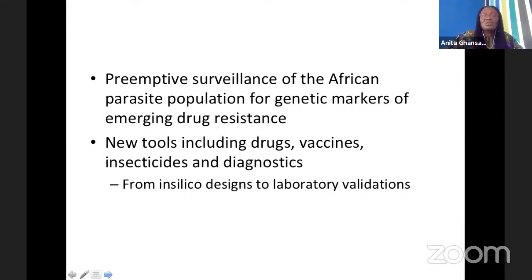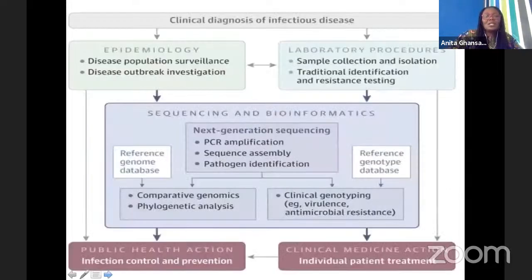And then we need new tools to develop drugs, vaccines, insecticides, and diagnostic tools. As I mentioned, there are deletions in the genes used for the rapid diagnostic test. These will require some in silico designs, but we also have to think about validating whatever signals we pick from the genomes, transcriptome, or proteome with laboratory validations. So the long story is summarized here.